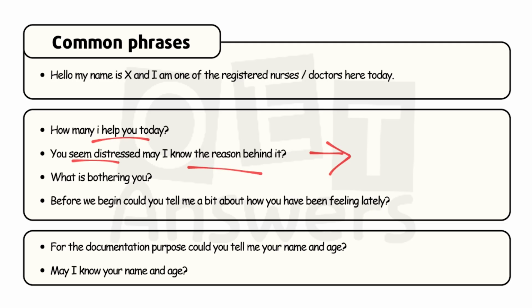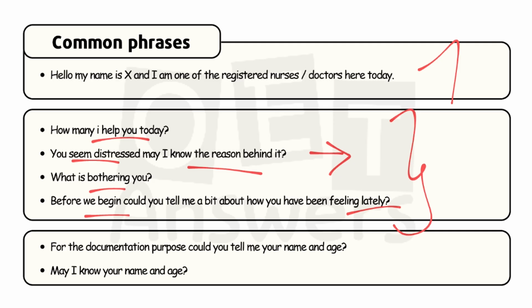This is about assessment. If you see the patient seems angry, distressed, disappointed, or completely anxious, then based on the assessment you are gathering information. What is bothering you? Before we begin, could you please tell me a bit about how you have been feeling lately? These are all the words or phrases that will help you get answers from the patient about their condition or the problem they are facing. Clear? So this is about the introduction.